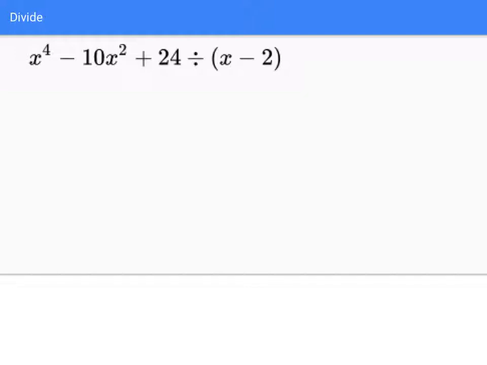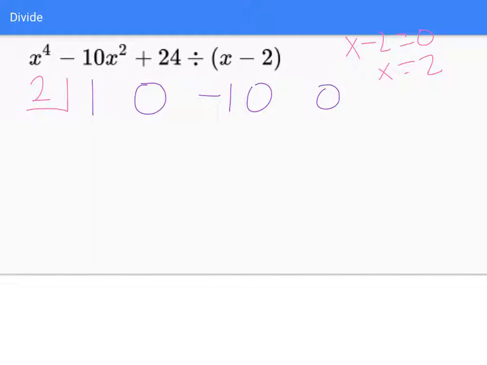Divide synthetically, or you could do it long division. I'm going to do synthetic, so I have my 2 here, because that's my 0 again. Find your 0. So I have x to the 4th. I do not have x cubed. 4, 3, 2. I don't have x, so I have one number. Again, if I were to write this out, x to the fourth, I don't have an x cubed, minus 10x squared. I don't have an x plus number. So you have to include these two zeros in this problem.